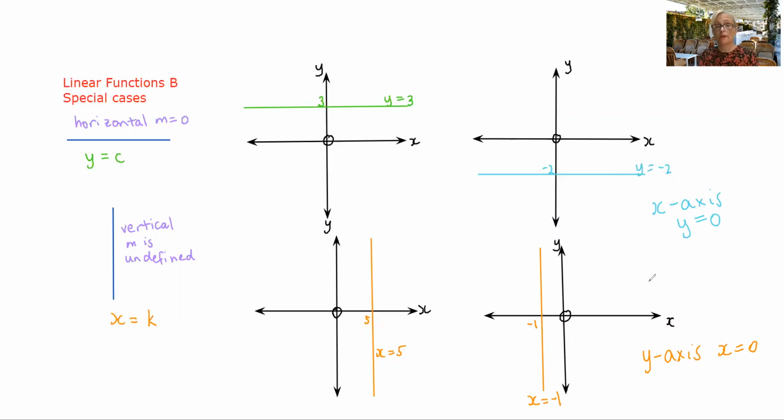So just remember those two special cases because they will come up from time to time. And a lot of people seem to forget them, which is a bit of a shame.